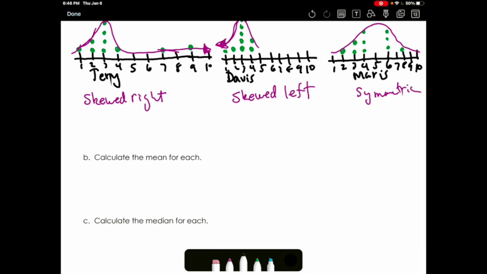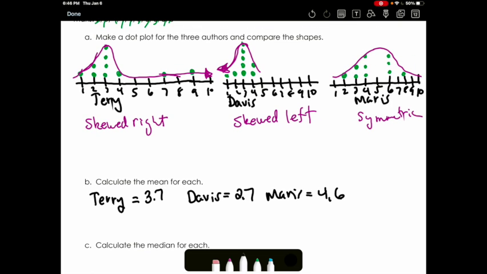Now, let's see what the next part is. It says calculate the mean for each data set. I feel fairly confident that you guys can do that without me walking you through those steps again. So let's just list down what those means are. For Terry, when we add up all the data values and we divide by the number of data values, we get that Terry's mean is 3.7 and Davis's mean is 2.7, and then Maris's mean is 4.6.